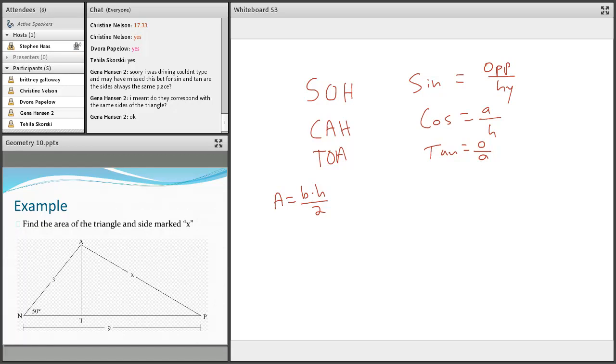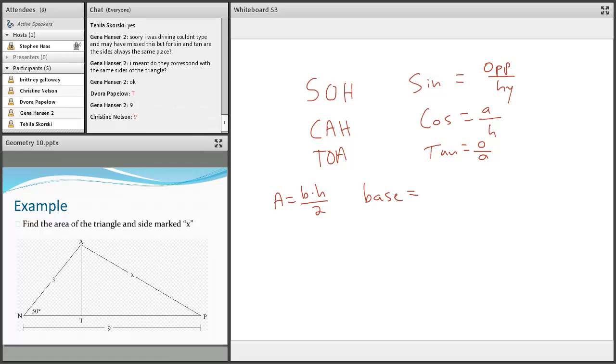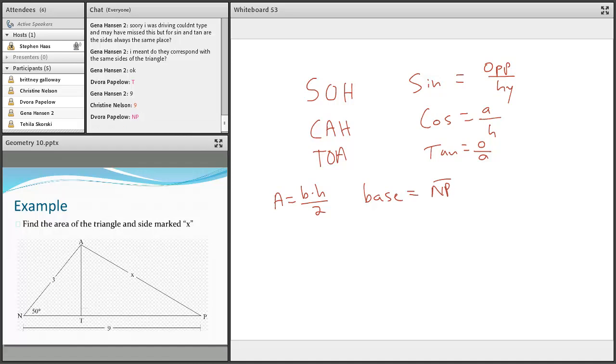Over here, we have NP is 9. We have AN is 3. But in order to get the area of the triangle, we're going to need the base times the height divided by 2. Now, in our case, what's the base of this big triangle? NAP. What's the base of triangle NAP? The base is side NP, which is 9. The official name for it really should be NP. Okay, NP, 9, whatever you want to use.